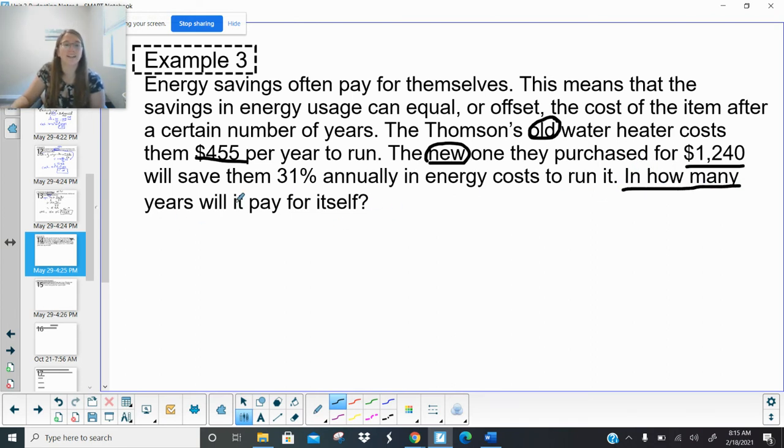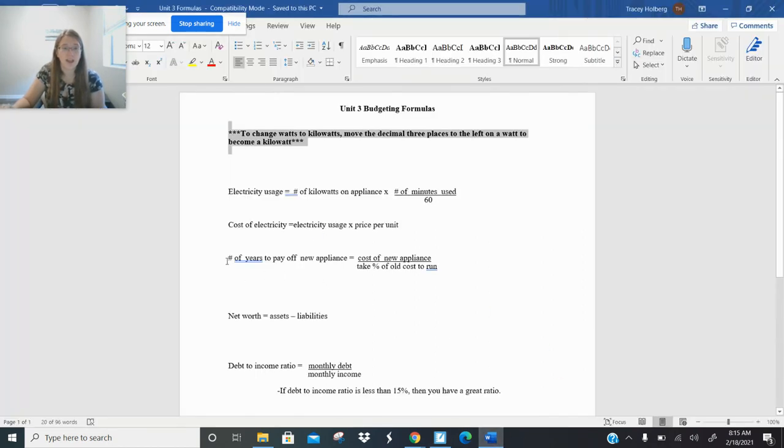So technically, you can figure out how to do this. The formula is not necessarily that complicated, but make a note to yourself. This question does have a formula on the formula sheet. In how many years will it pay for itself? Let's take a look. Number of years to pay off new appliance. We're going to copy this formula over. So let's write that actually.